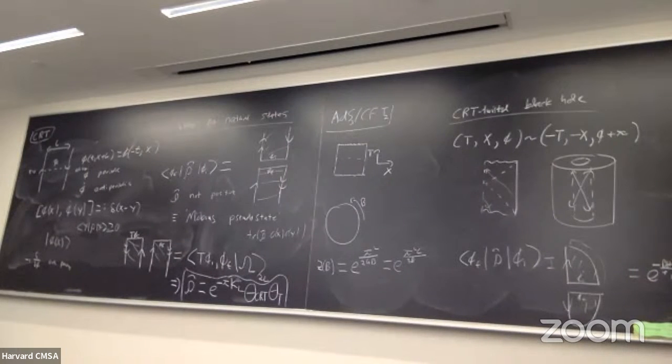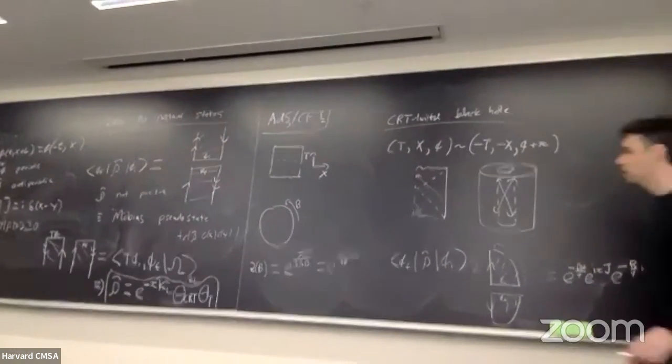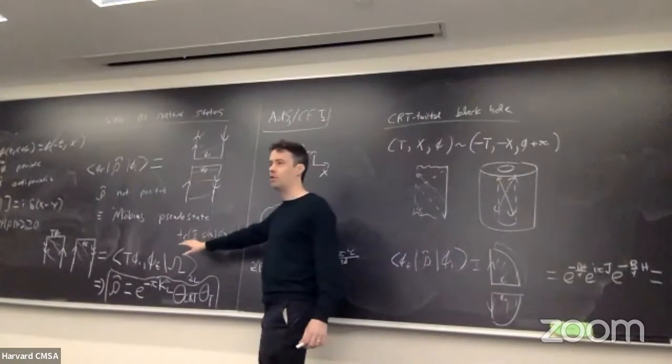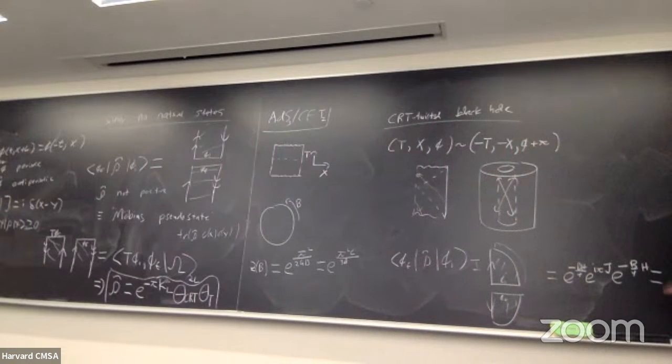And of course, since j and h are commuting, I can rewrite this as e to the minus beta over 2 h times e to the i pi j. Look, here we have again a positive operator times a unitary. So it's the same kind of thing that we had over here. But from the CFT point of view, okay, fine, this is the thing.